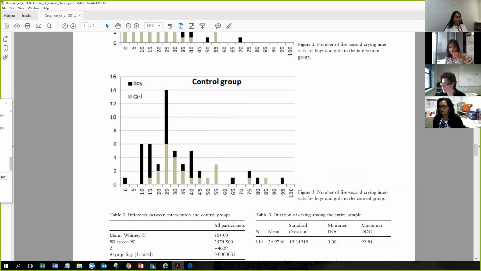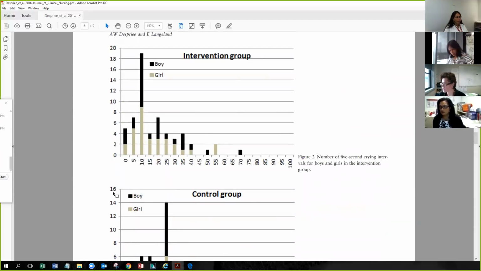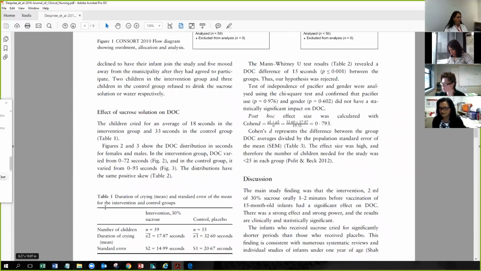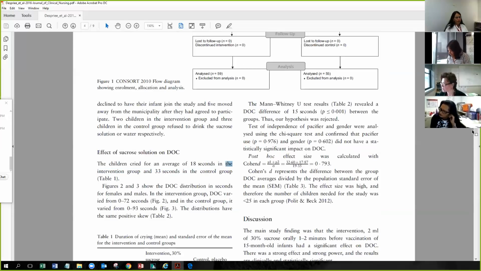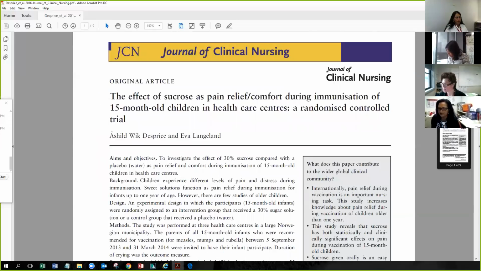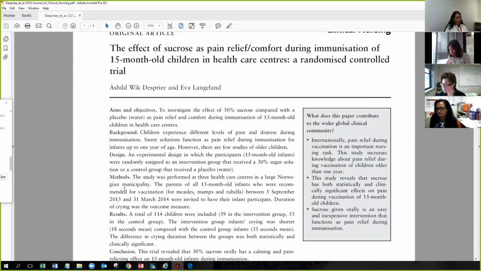Yeah, I had a look and I couldn't find it in the actual result part, which was quite thin. No, they can only look for the result in the results part then. Okay. So really that's the only part they had in there. But if you go back to the abstract also, for the results here, the intervention group was shorter, and the difference in crying was both statistically and clinically significant. So that was in there as well.